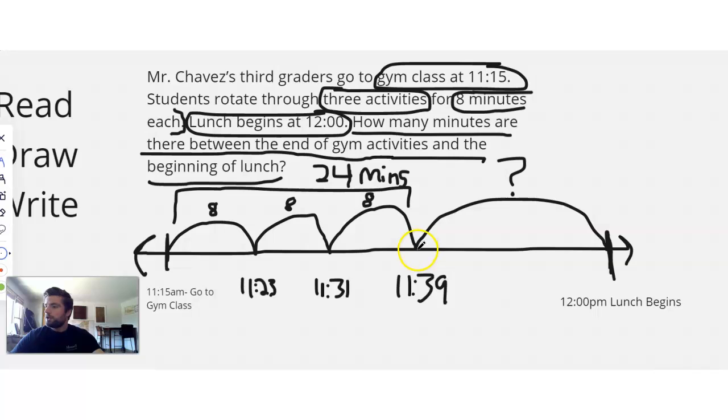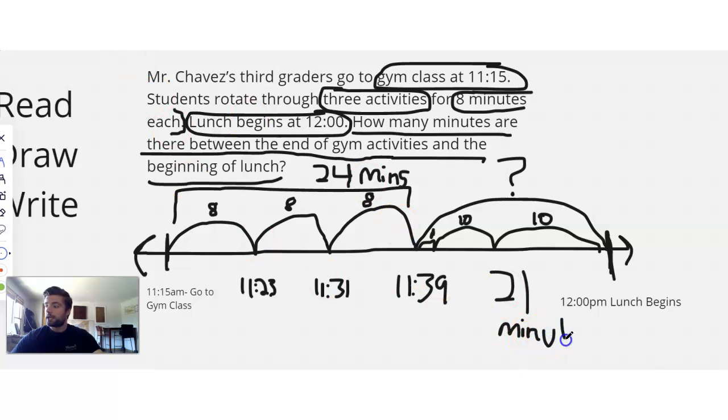So if we jump to the next even number, which would be 11:40, we can jump 1 minute to get to 11:40. And then from 40, we can jump 10 more minutes to get to 11:50. And then we can jump 10 more minutes from 11:50 to 12. So we jumped 1 plus 10 plus 10. So 10 plus 10 plus 1 is, that's good addition, you guys, 21 minutes. So there are 21 minutes in between the time those activities end and when lunch starts.